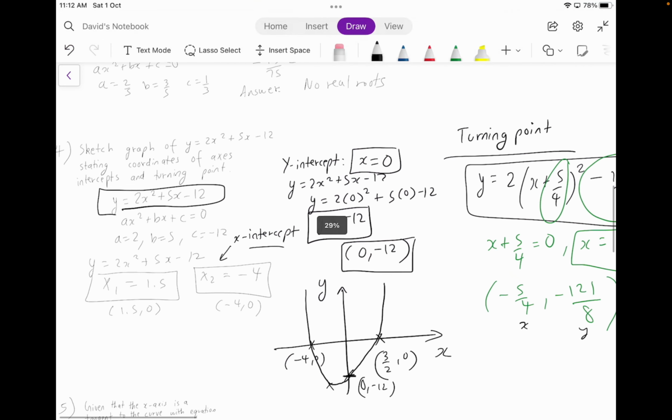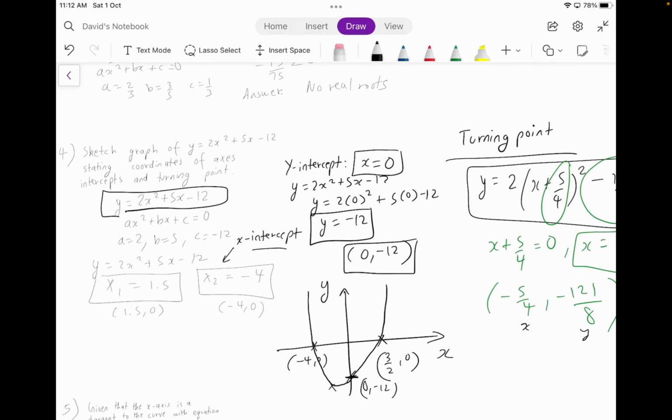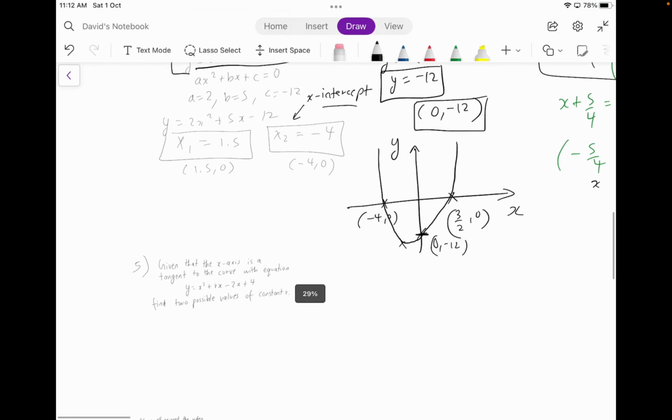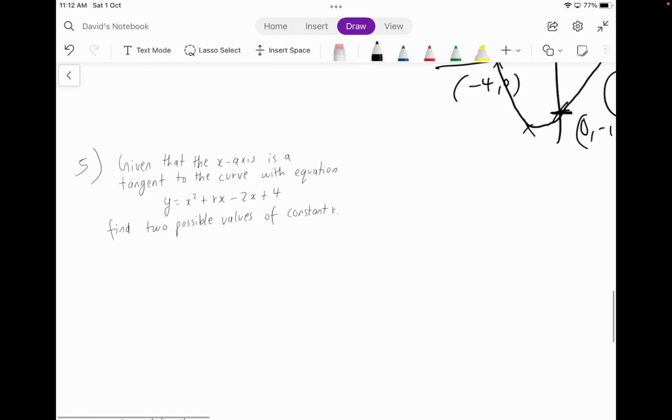I'm just going to show you guys the working. Find your x-intercepts, find your y-intercept, find the turning point, and just draw a smooth curve. That's all you need. Okay, now let's move on to the final question.